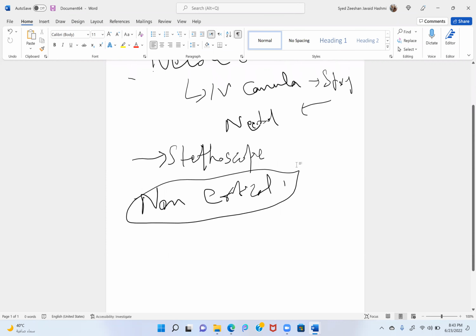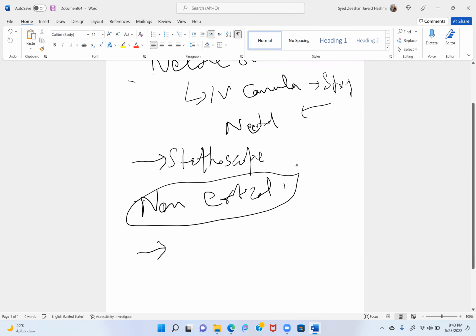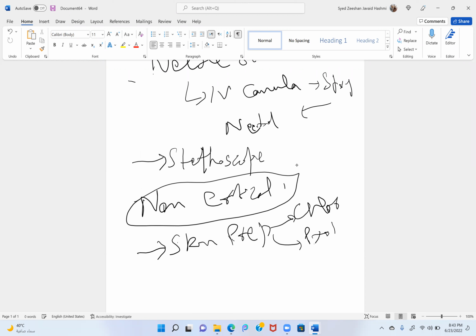Furthermore, if we go forward, when we are doing this skin preparation with either chlorhexidine or iodine, we are trying to prevent infection.